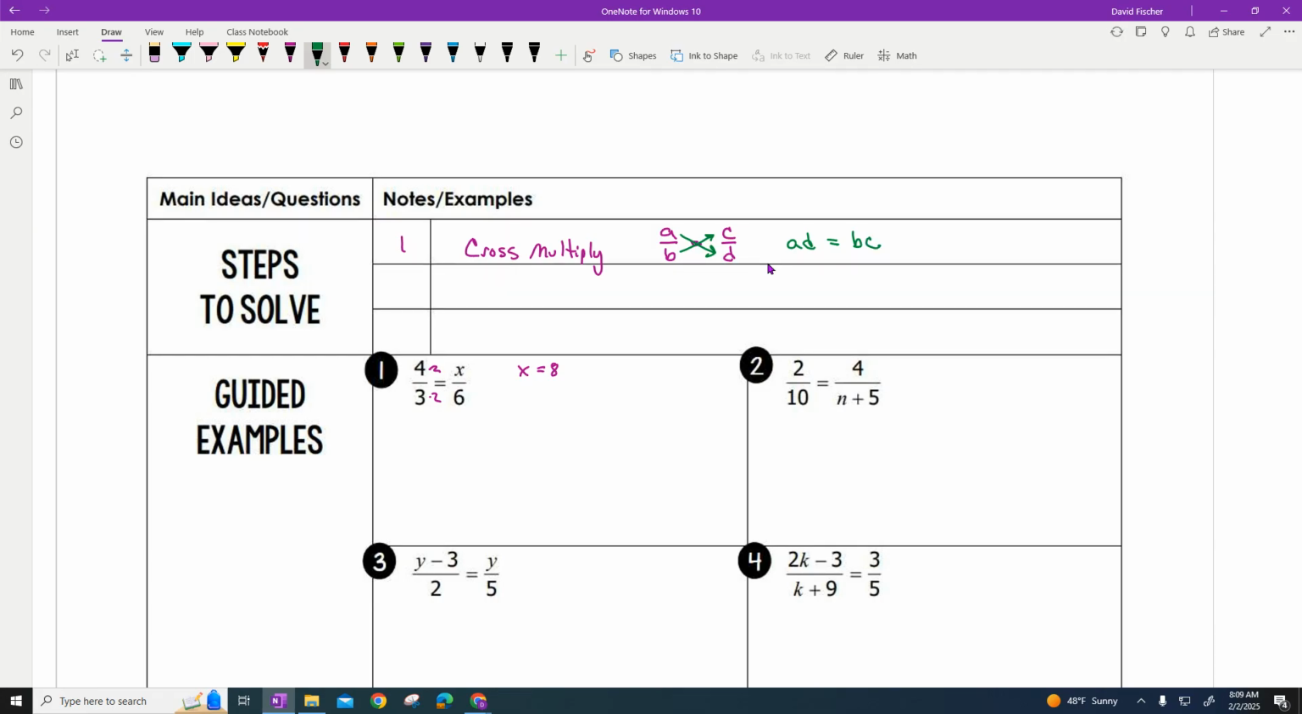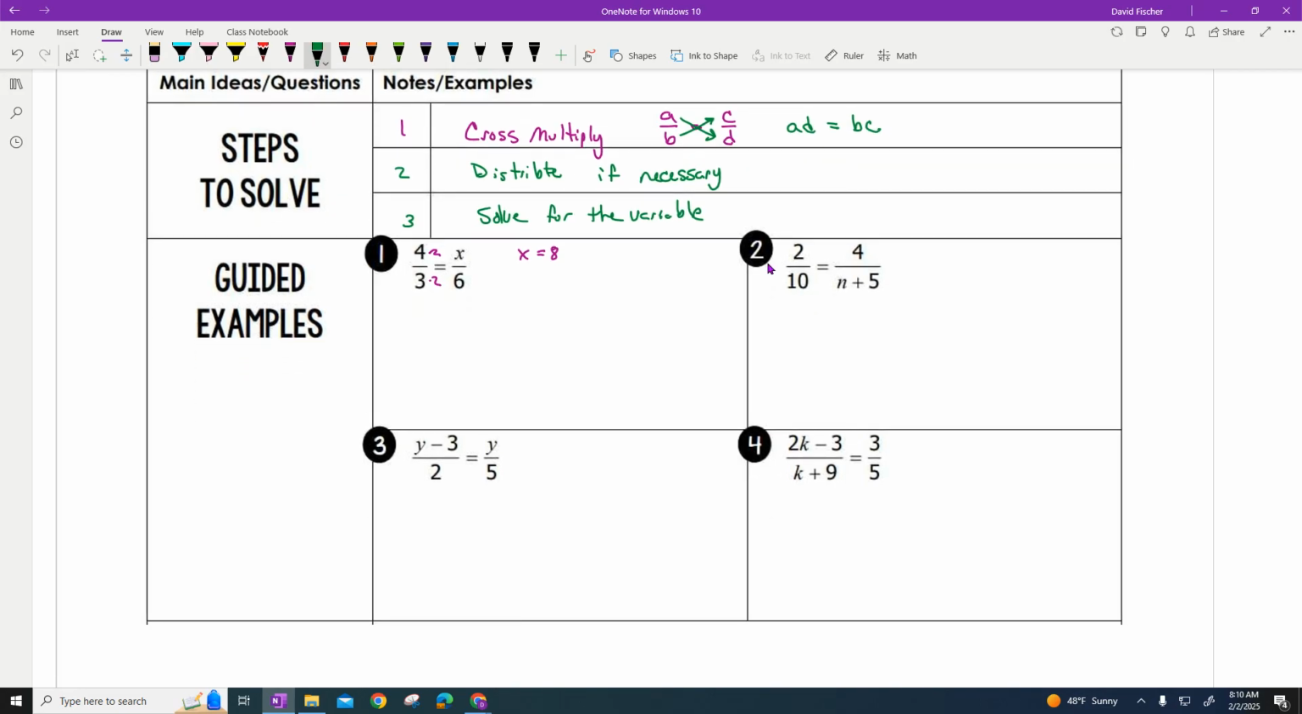Okay? So after we cross multiply, then number 2, we're going to use the distributive property if necessary. And then thirdly, we're going to solve for the variable. So now, even though we already solved problem number 1, let's do it as if it was more complicated.